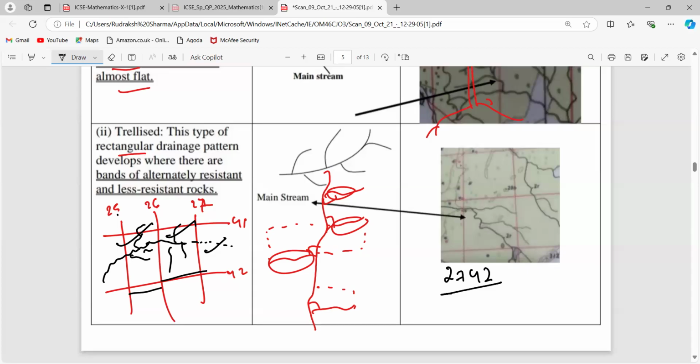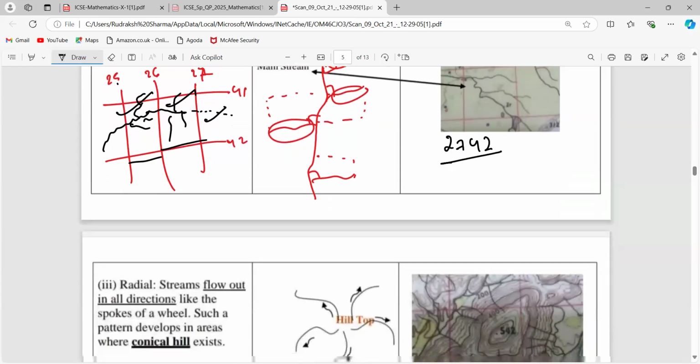But if they ask you specifically about any particular four-figure grid, then in that case you need to be very specific. Yatharth, doubt clear? Yes, sir. Okay, so we completed trellised and dendritic.